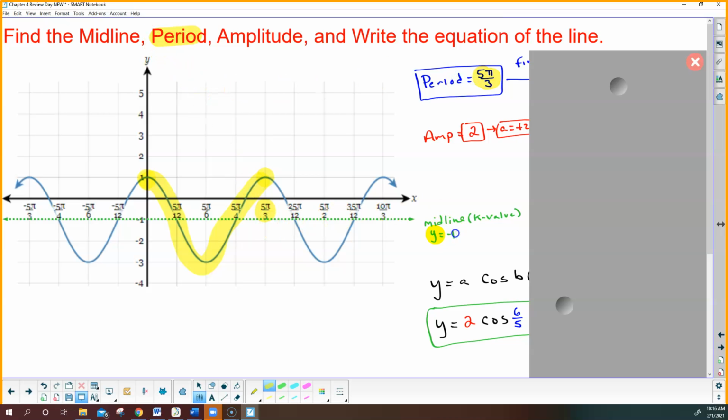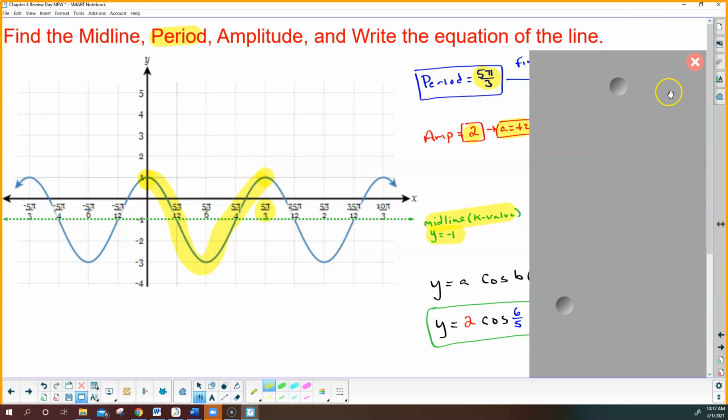We know the midline. And then the amplitude can be found from the midline. How far up did I go and how far down did I go? Well, I went up 2 and down 2. So the amplitude, which is the a value, and I'll explain why it's positive in a second, is 2. Now the hard part is I have everything they asked except for writing the equation.